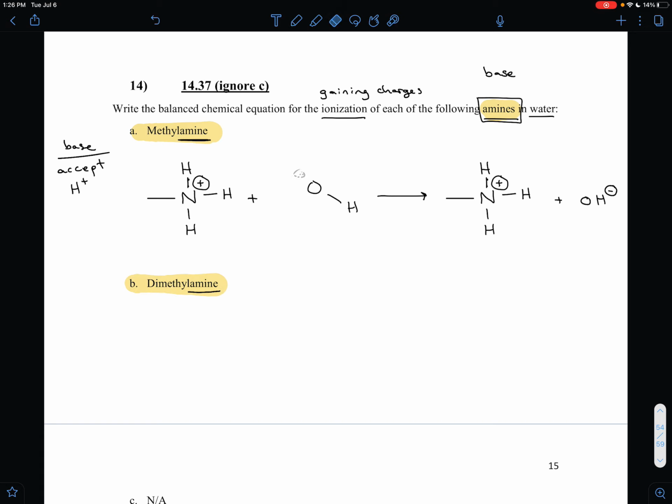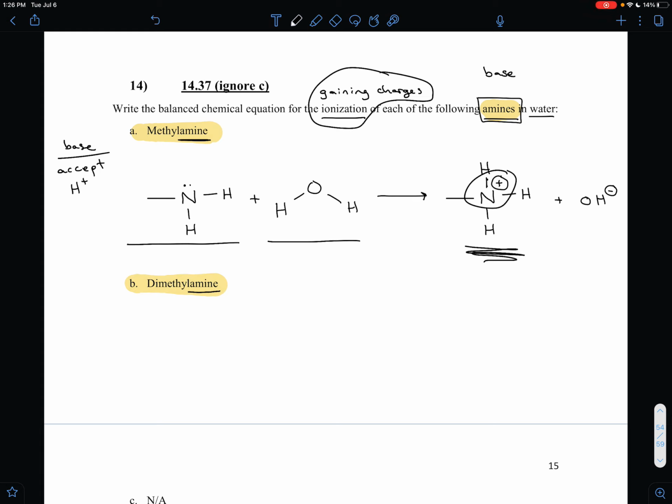So those are the products. Let me redraw these reactants, how they looked originally, so that we can see the change, contrast reactants with products. And so here you can see we started with methylamine, we poured it into water, and we ended up getting this ion and hydroxide. Notice the nitrogen has a positive charge now, and that's what makes this an ionization. This would be called an ion now because it has that charge.